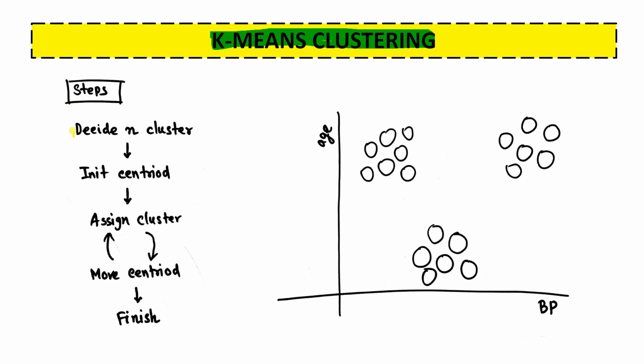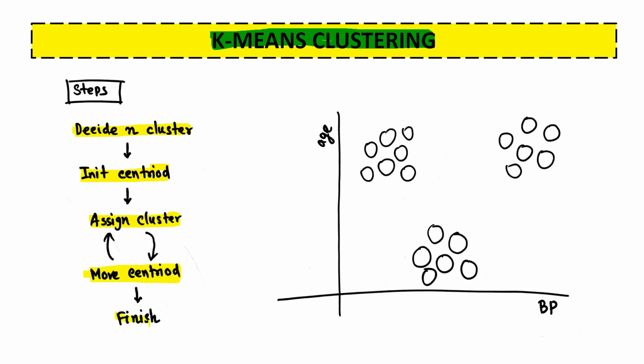Those are the steps that you need to follow. First step is to decide the number of clusters, that is, how many clusters you need to assign. Then you have to initialize the centroid, because k-means clustering is nothing but a centroid-based algorithm. A centroid is nothing but the middle of the data points. Then you assign the clusters to our data points. Then you move the centroid, because you need to move the center so that you can get to the exact center of the data points.